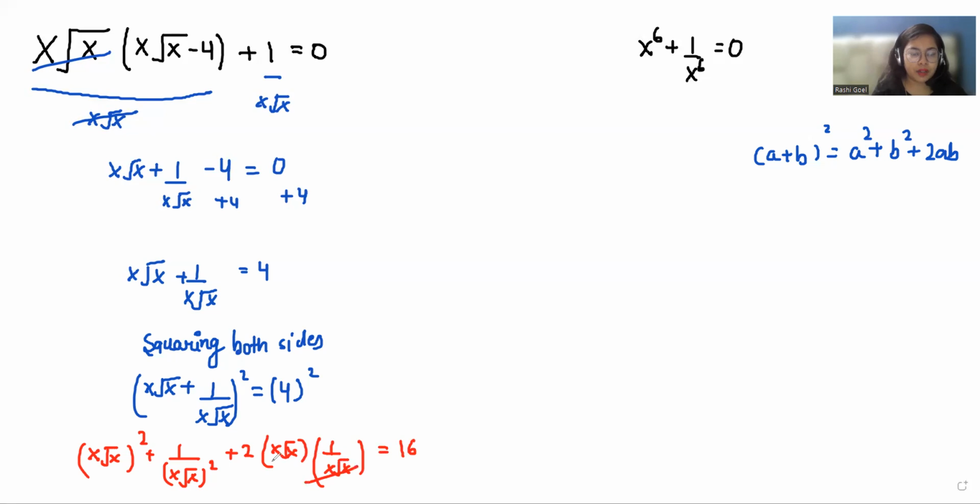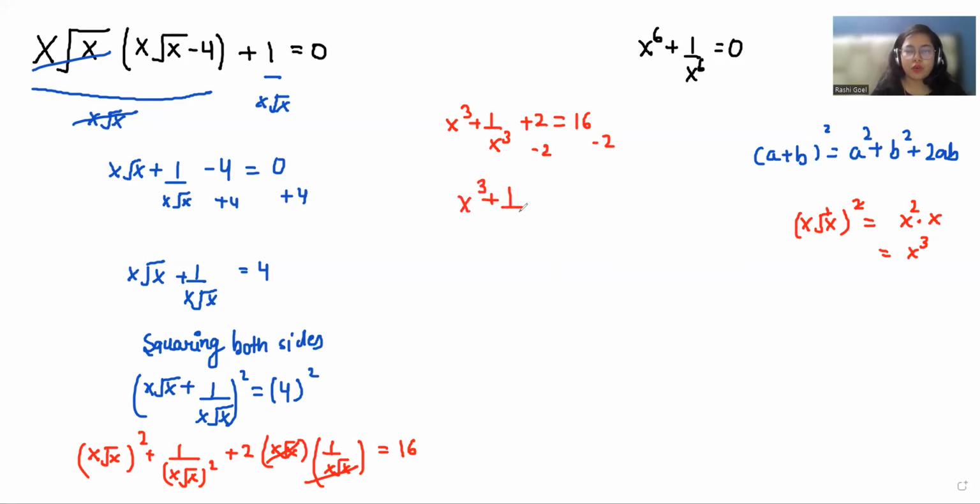So we can eliminate this, and the square of x root x is x square times root, this square root eliminates with this square, so x. So we can call it x cube. So x cube plus 1 over x cube plus 2 is equal to 16. So I'm going to subtract 2 on both sides. The value of x cube plus 1 over x cube is equal to 14.